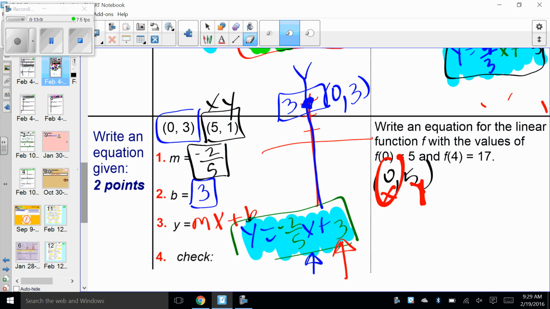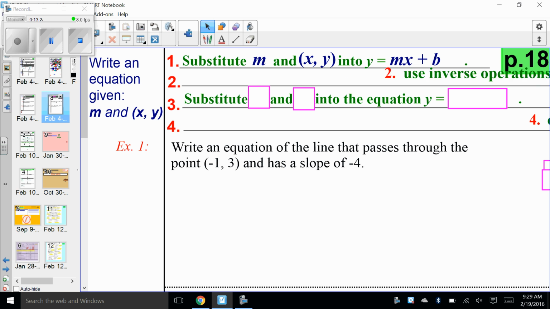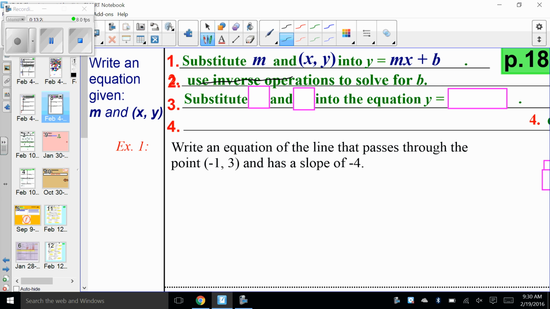All right, so we are now on the top of the next page. We're going to talk about the notes of what we just got done doing. What just happened is we substituted m and a point into the equation. Then right after that, we used inverse operations and solved for b. In my class, we call that the hand method, solving for b. So we borrow x, borrow y, substitute in for m, and use the hand method to solve for b.